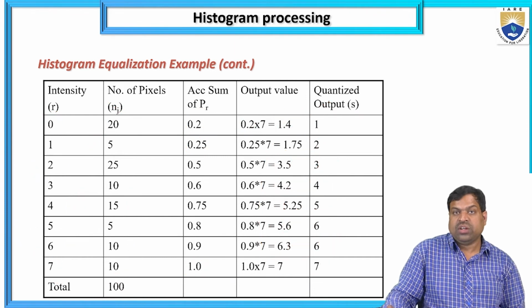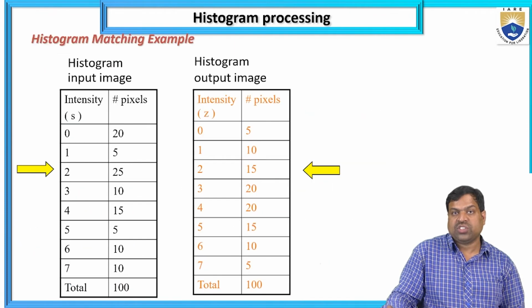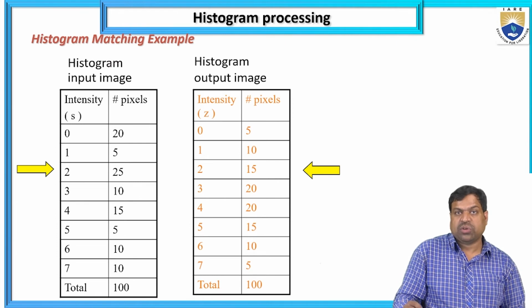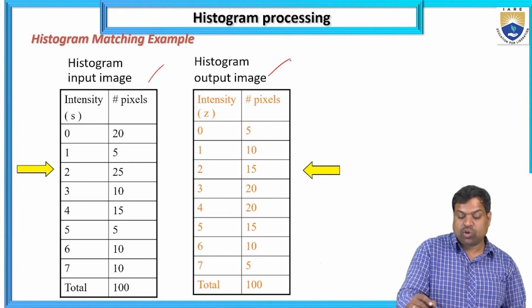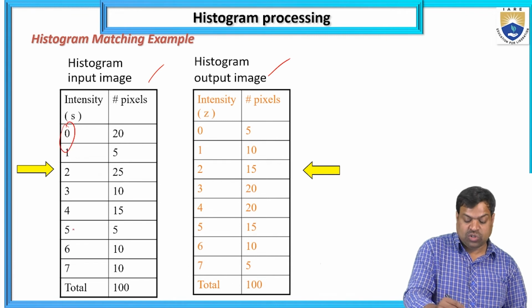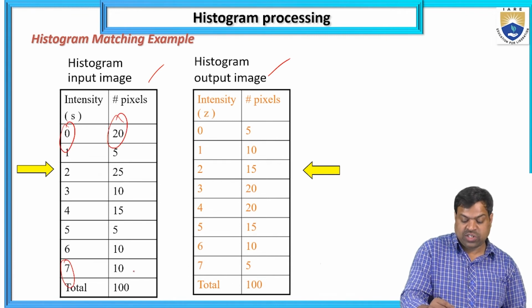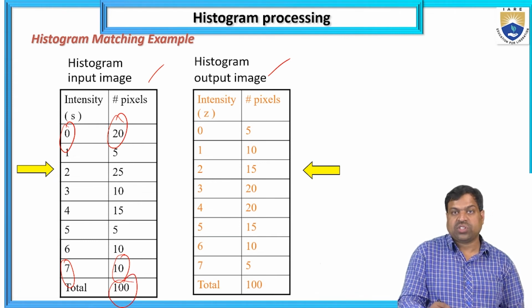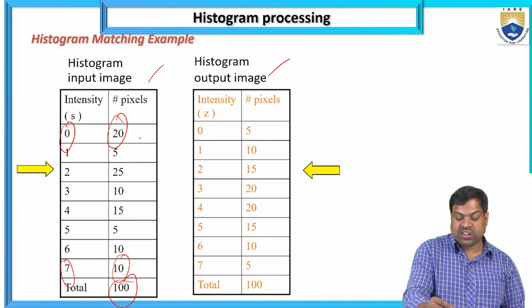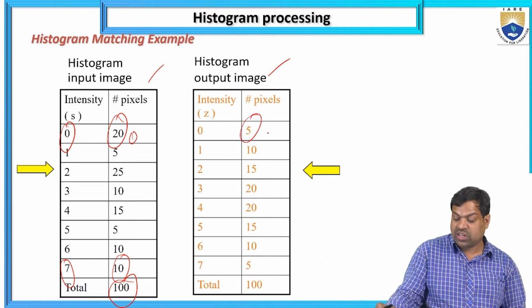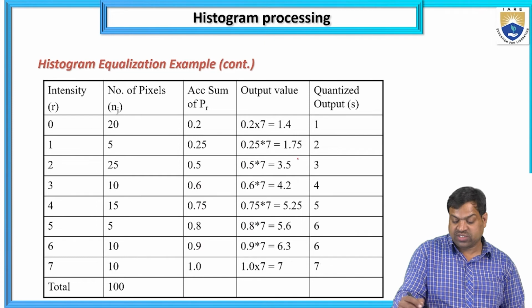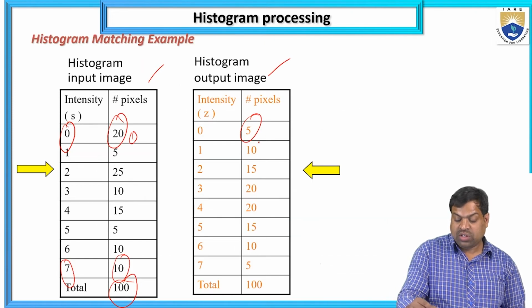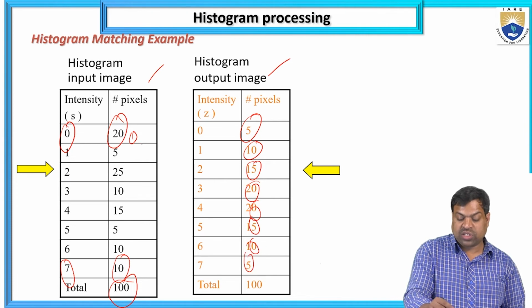so it is another example for histogram equalization. So histogram matching example: histogram of the input image, histogram of the output image. So here I'm taking 0 to 7. Here what are the intensity values? 10, 5, 25, 10, 15, 5, 10, 10. Total 100 are there. So what are the outputs? I changed the output values here. Here 20 is there, but I changed it to 5. How? As we discussed in the previous one, like this. Okay. So 5, 10, 15, 20, 20, 15, 10, 5. So the values are changed.